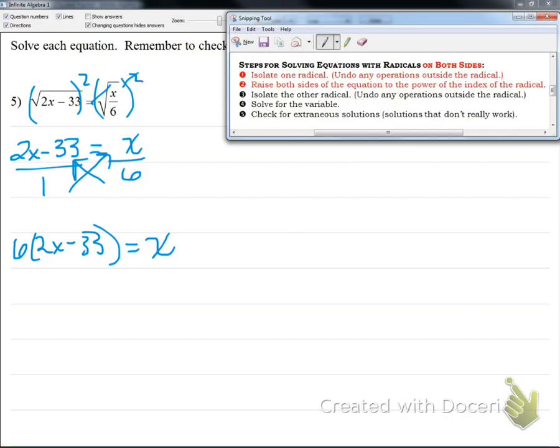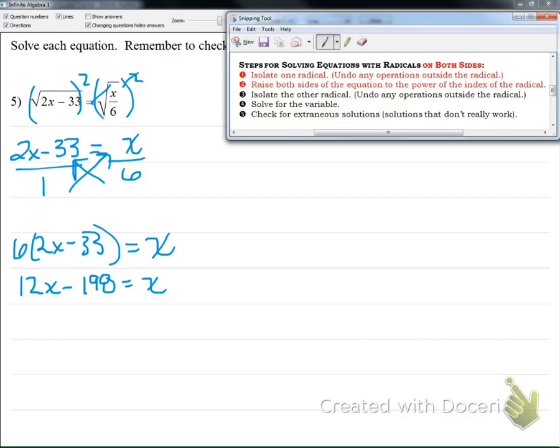I see parentheses, so the next step I need to do is distribute. So I'm going to distribute that 6 times 2x equals 12x, and 6 times negative 33 equals negative 198. Yes, I did use a calculator for that. Is equal to x. Alright, it's still a linear equation, so we're not trying to get this equation set equal to 0. That's what you do when you're solving a quadratic.